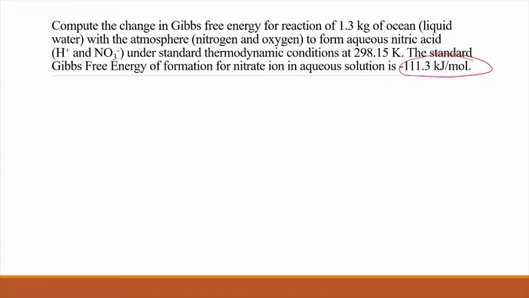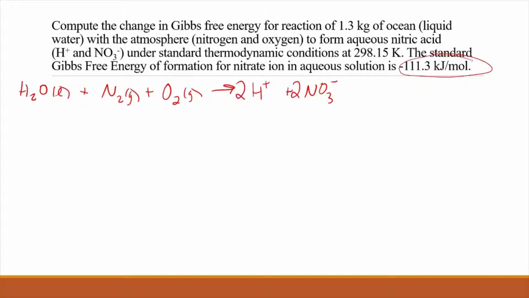Okay, so the first thing we need to do is write our reaction. So we're told it's water, which is a liquid, and nitrogen and oxygen gas, and these are reacting to form H plus and NO3 minus. So we need to balance this equation. I'm just going to go ahead and balance it and show you 2, 2, and then we can put a 2.5 in front of oxygen to make our lives easier. And there we are, balanced. Just gotta put gas and gas.